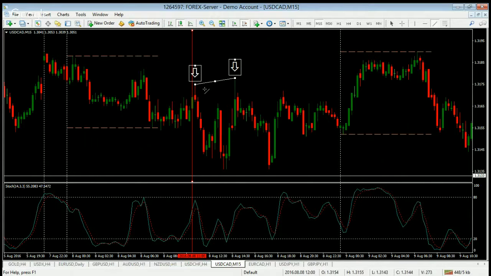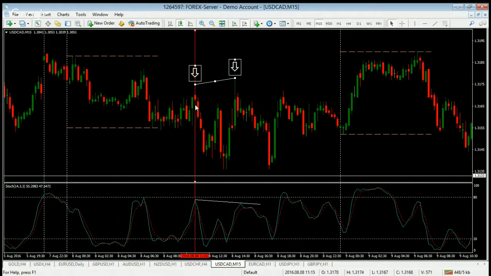So for this sell, you have to look at price. You have to look at price first before the indicator. That's another rule: look at price first before the indicator. So price was making a high, but the indicator wasn't making a high. So what do we do? Sell.